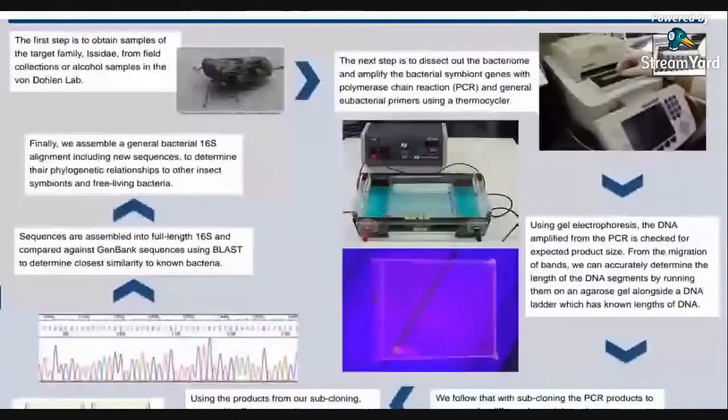How to amplify the symbiotic gene by PCR? First, take a sample of the target family from the field. The next step is to dissect out the bacterium and amplify the bacterial symbiont gene with PCR, generally using a bacterial primer in a thermocycler. Using gel electrophoresis, the DNA amplified from the PCR is checked for the expected product size.